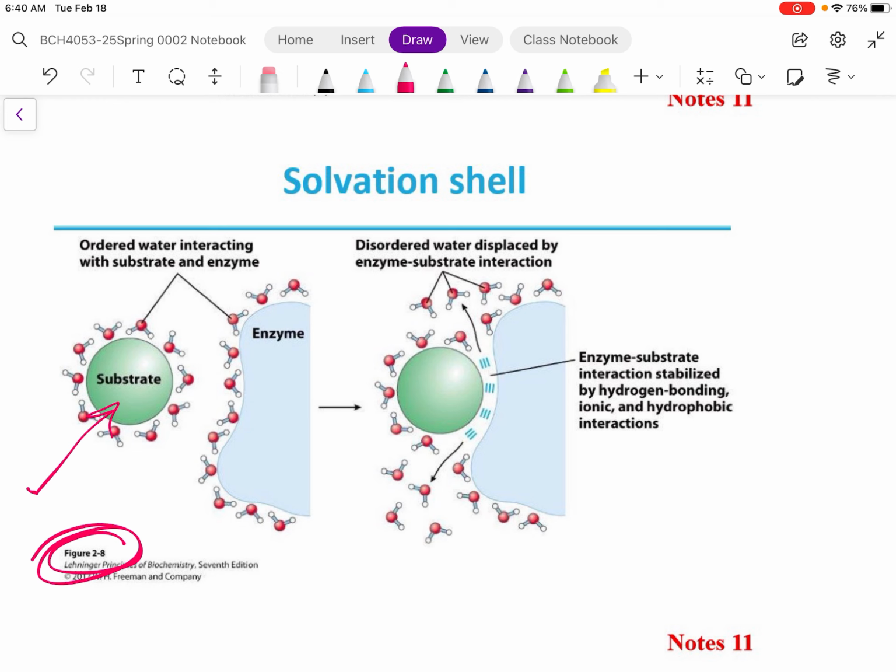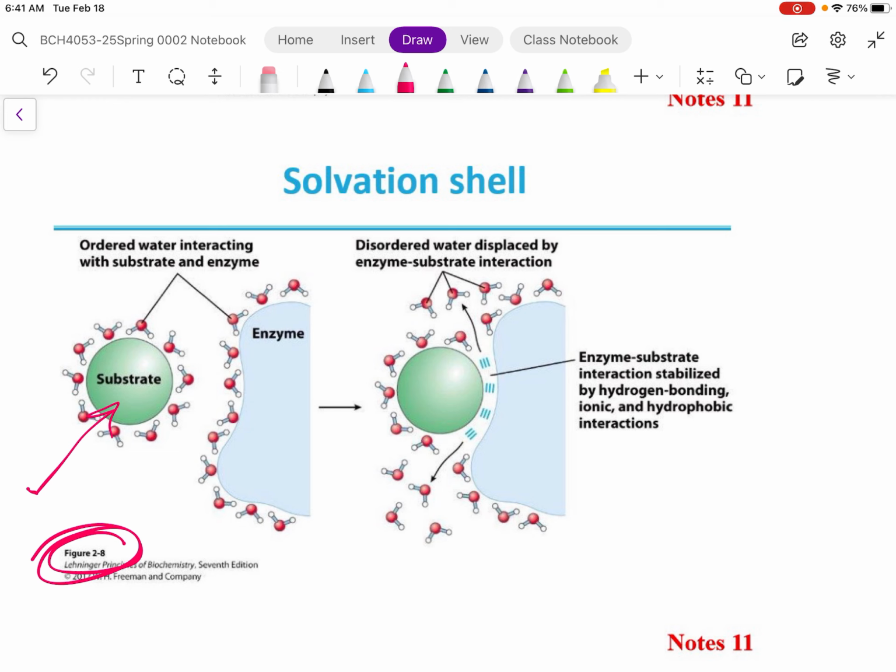But that energy that we have to invest to get rid of the water is overcompensated by what? The hydrophobic effect, because those two, the substrate and the enzyme, come together, and there's a binding effect. What happens when things bind? Energy is released. So that's a stabilized effect.